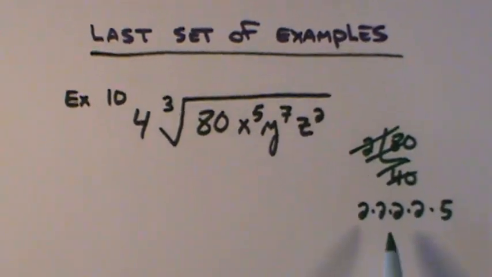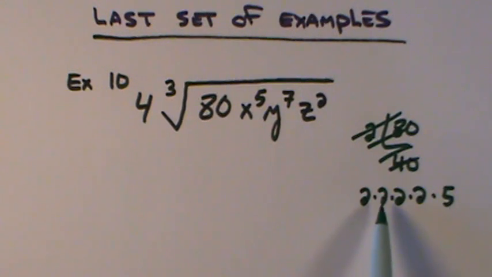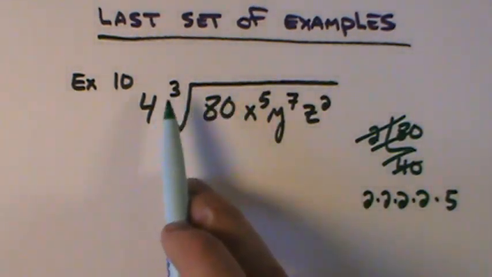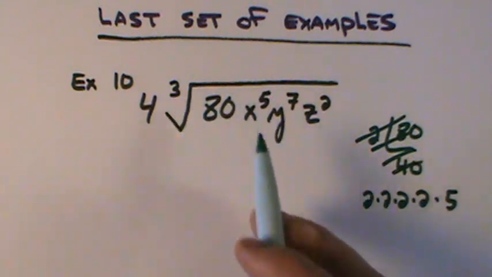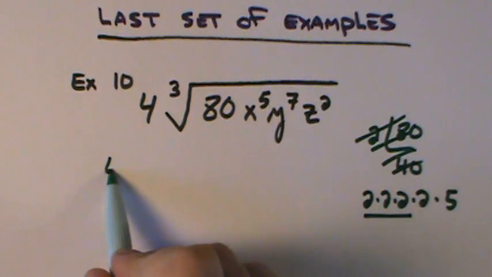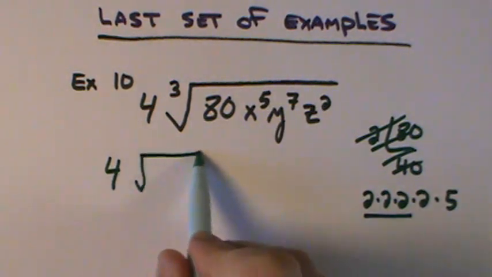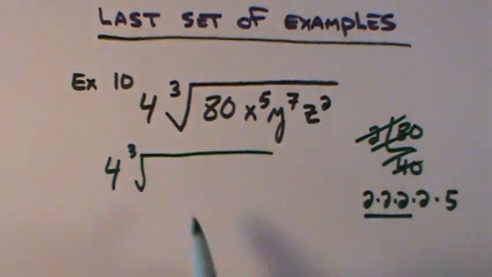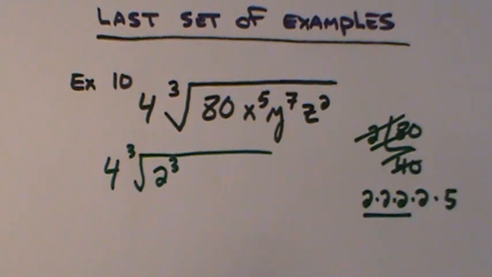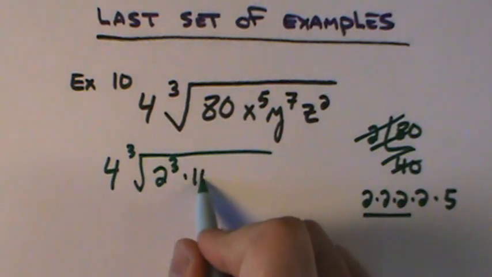Now when I'm looking at this prime factorization, I need 3 2's in order to get out of this airport security or jail or whatever you want to call that. So I could write this as 4 cubed root of 2 cubed. Now with what remains, neither one of those is going to get out. So if you want to multiply those at this point, you're more than welcome to do that. 2 times 5 would just be a simple 10.